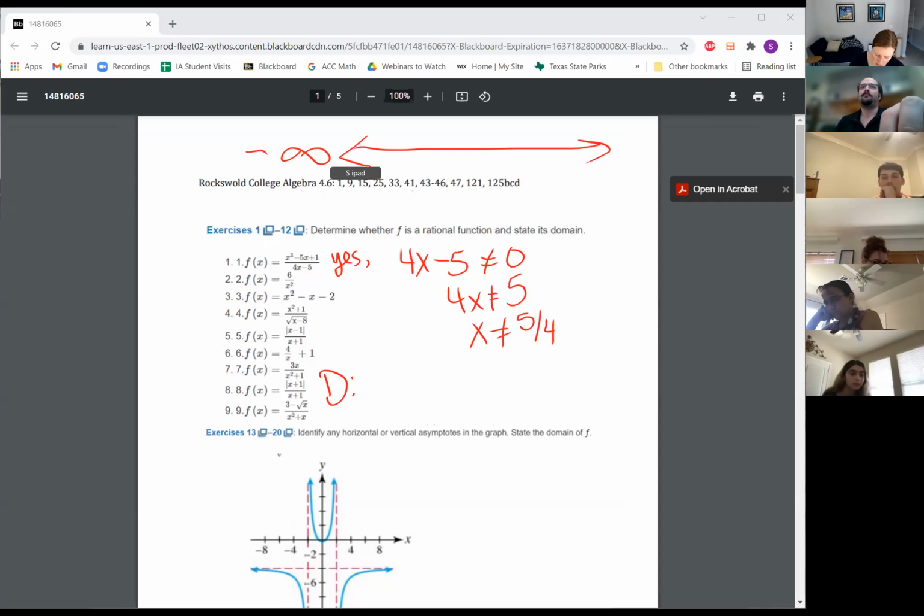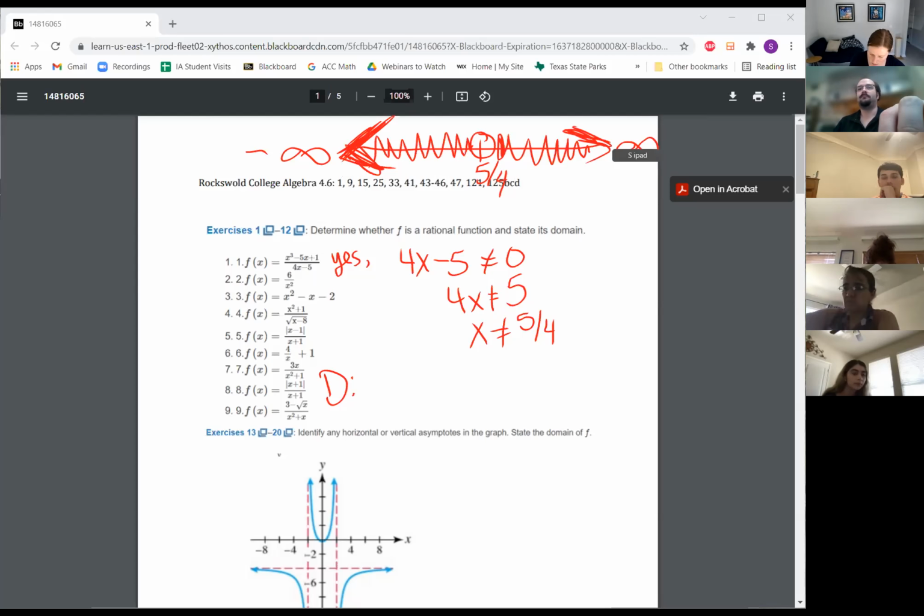Remember, this side is negative infinity. This side's positive infinity. 5/4. It can't be 5/4. So that's an open circle, but it can be everything else. So back to when we did this type of stuff, you can shade everywhere else except for 5/4. So can we write that?